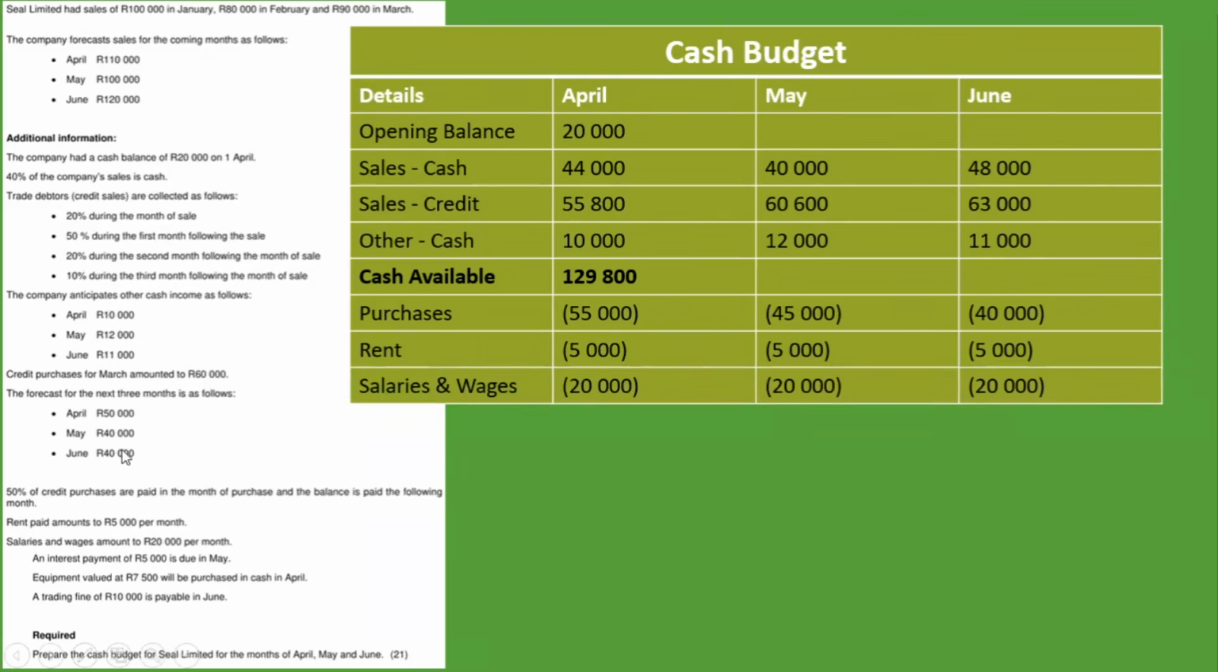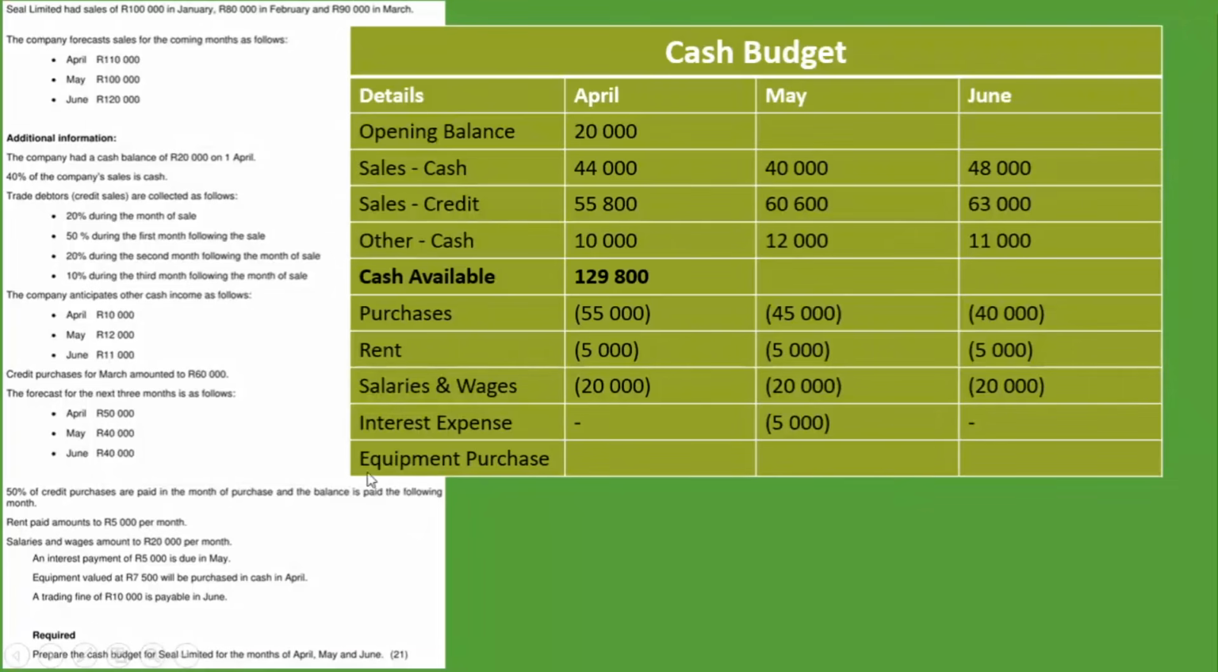And then we're also told that an interest payment of 5,000 Rand is due in May. So this is just specifically for May, so nothing in April and nothing for June. So we put interest expense, nothing for April, nothing for June, but in May it's 5,000 Rand like we are told. And then we're told equipment valued at 7,500 Rand will be purchased in cash in April. So they have put equipment purchase, and it's only in April, so we put down 7,500 Rand, nothing in May and nothing in June because we are not told of anything with regards to equipment for those 2 months.